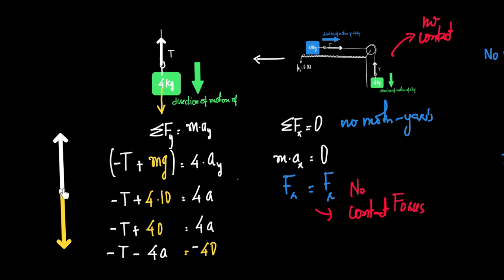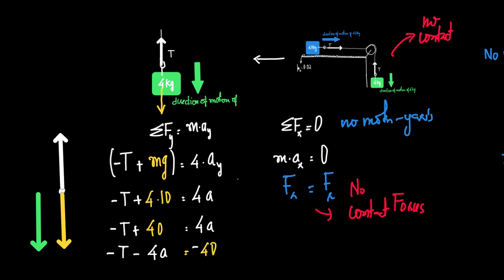Which are the forces? If we consider the free body diagram, this is the 4 kilogram mass. Weight is acting downwards. Tension is acting from the point of contact away from it, upwards. Now, what is the net direction of motion? The net direction of motion is downwards.